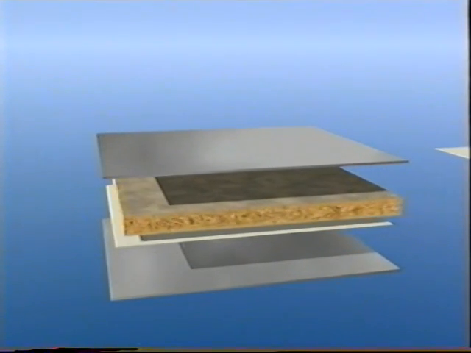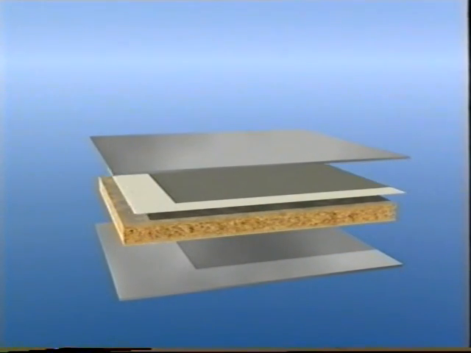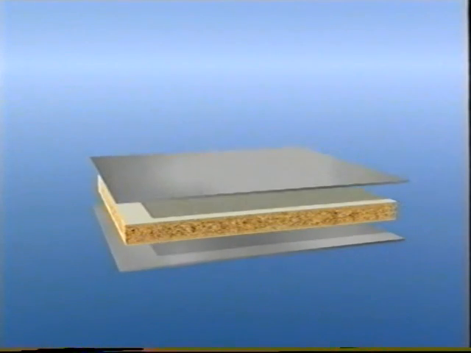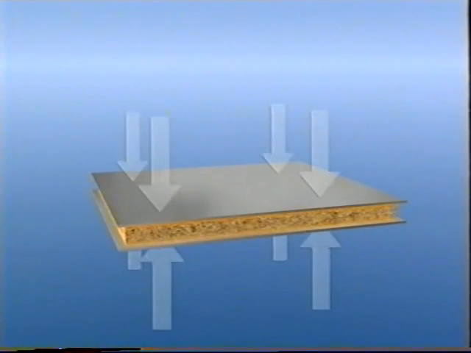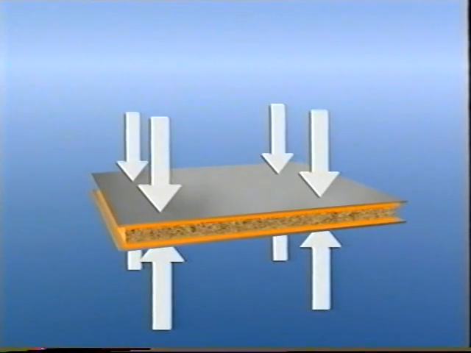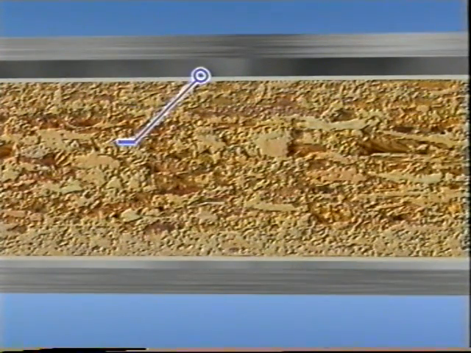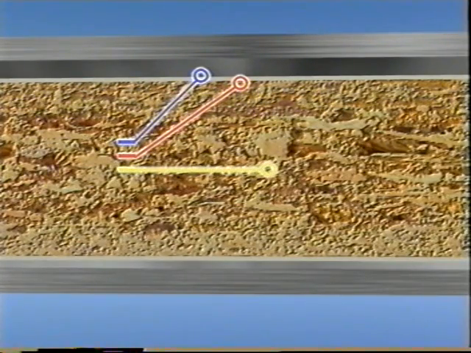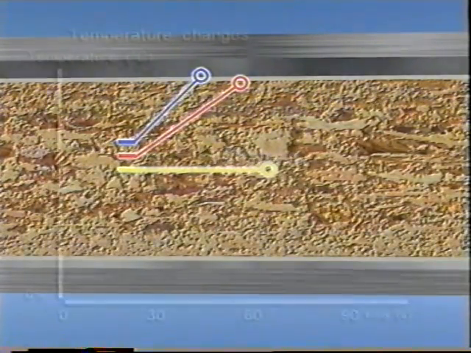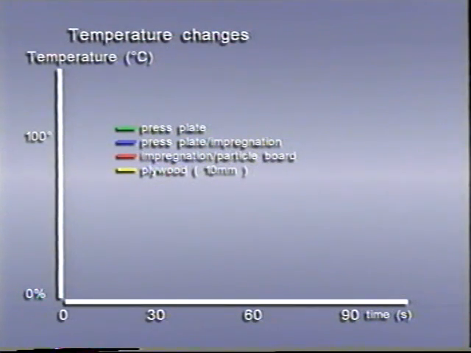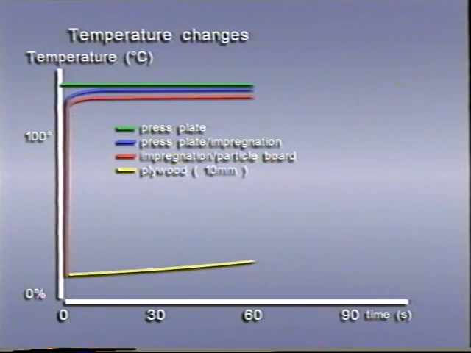The finished impregnate is laid onto a substrate, heated and laminated. The temperature curve at the interfaces between the press plate and the impregnate, between the impregnate and the particle board, and in the deeper layers, shows that the press plate's temperature is quickly transferred to the impregnate and the surface of the particle board. Only in some depth the temperature transfer is reduced.